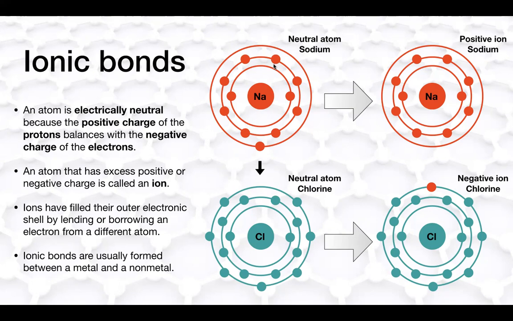For example, one atom of sodium, Na+, and one atom of chlorine, Cl-, form an ionic bond to make the compound sodium chloride, NaCl. This is also known as the mineral halite or common table salt. In a solution, sodium gives away an electron that is borrowed by chlorine. Sodium becomes the cation Na+, and chlorine becomes the anion Cl-. Ionic bonds are usually formed between a metal and a non-metal.